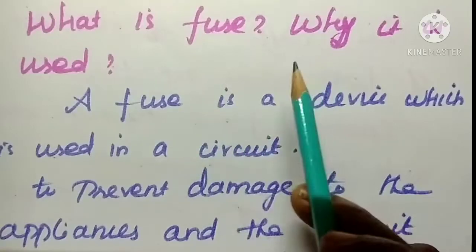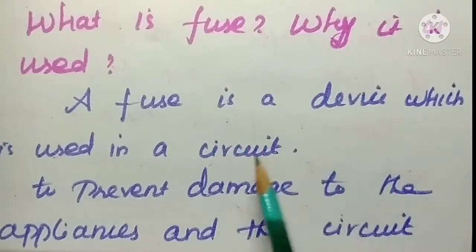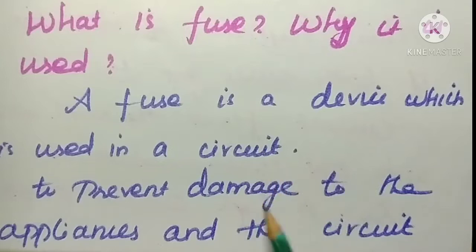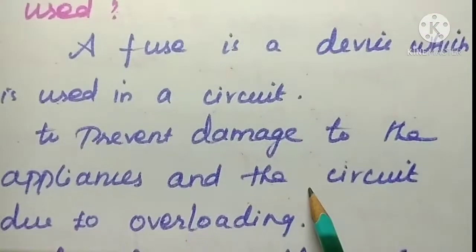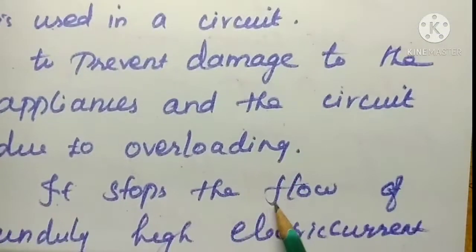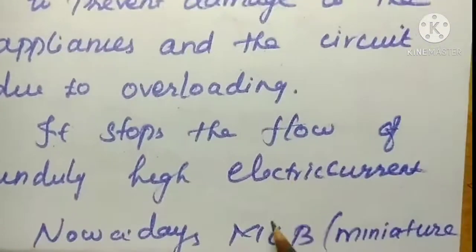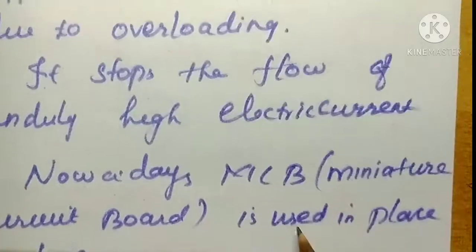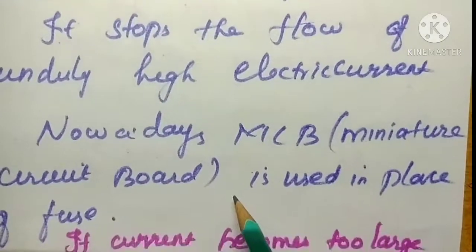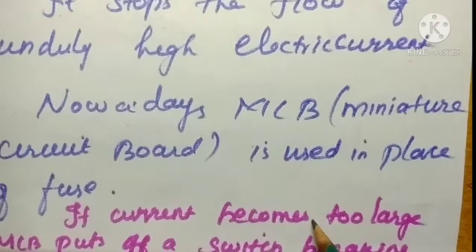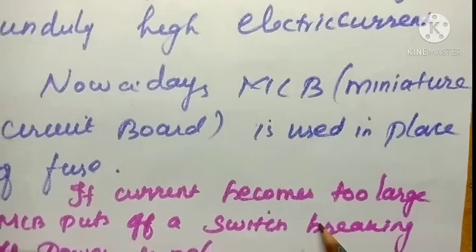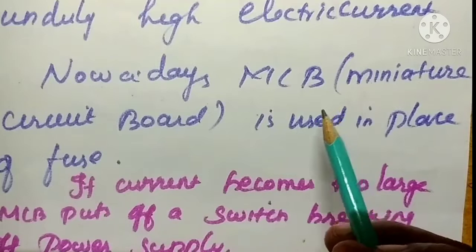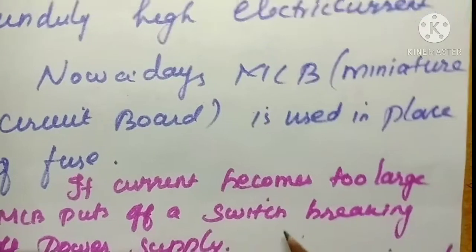Shall we go through once again what a fuse is and why it is used? The fuse is a device which is used in a circuit. All electric circuits have a fuse connected. What is the use? To prevent damage to the appliances and the circuit due to overloading. It stops the flow of unduly high electric current. Nowadays what are we using? The MCB, that means miniature circuit breaker, is used in the place of fuse wire. If the current becomes too large, this MCB switches off and breaks the power supply automatically.